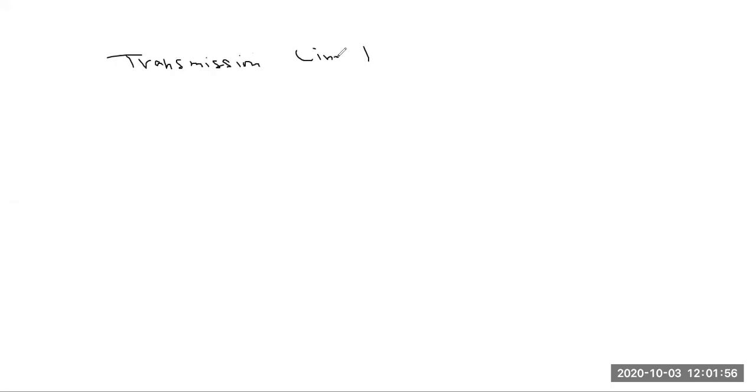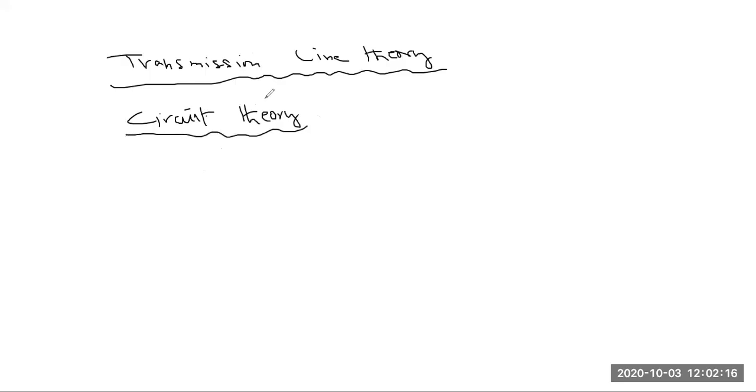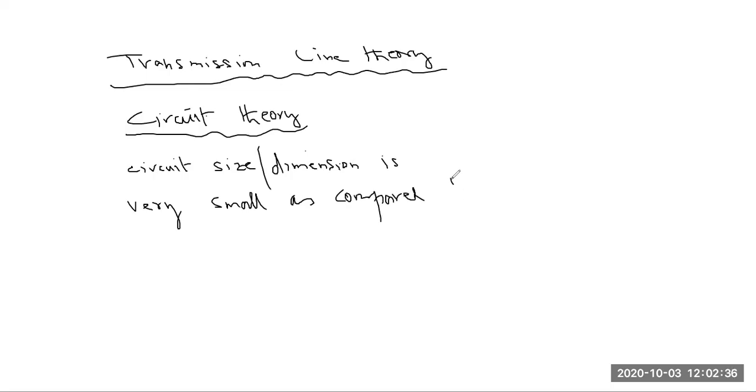transmission line theory. Now, the idea behind transmission line theory is, in your circuit theory, when you use circuit theory, what you assume is that the circuit size or dimension is very small as compared to the operating wavelength.